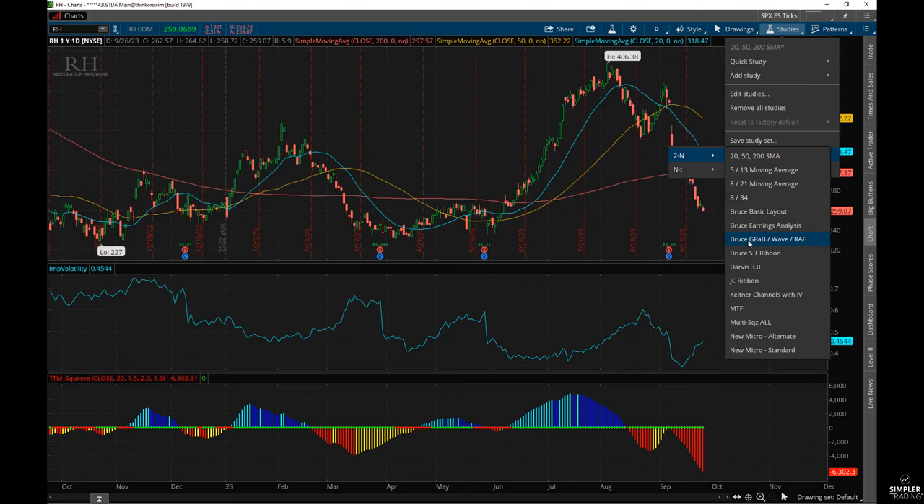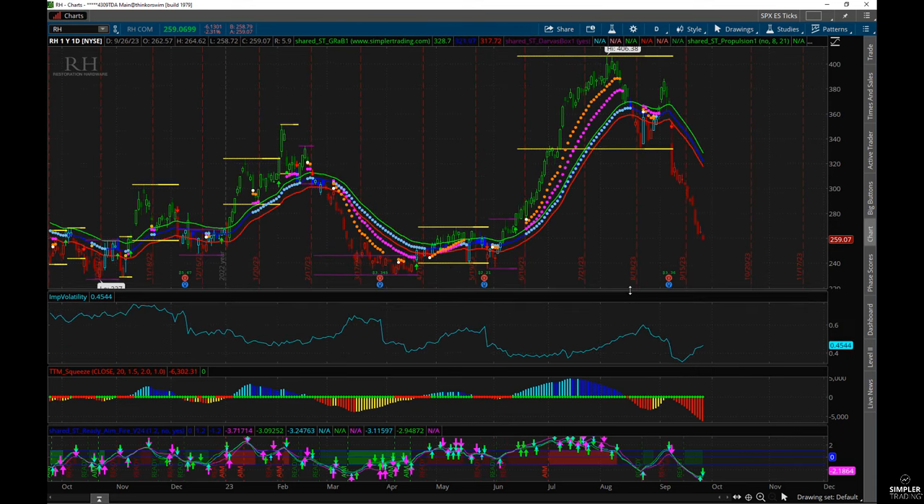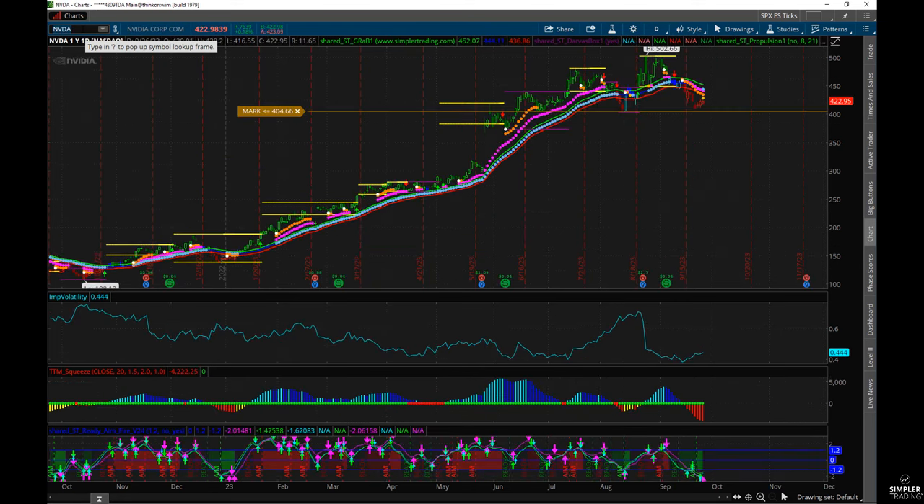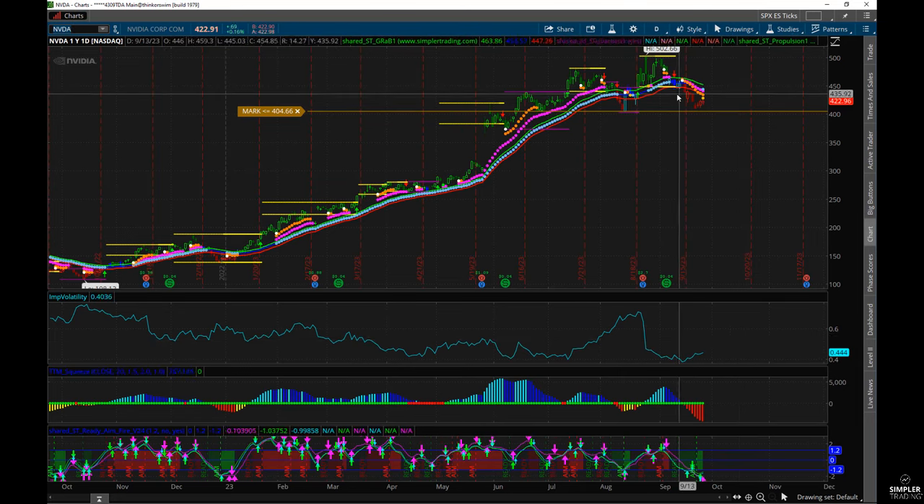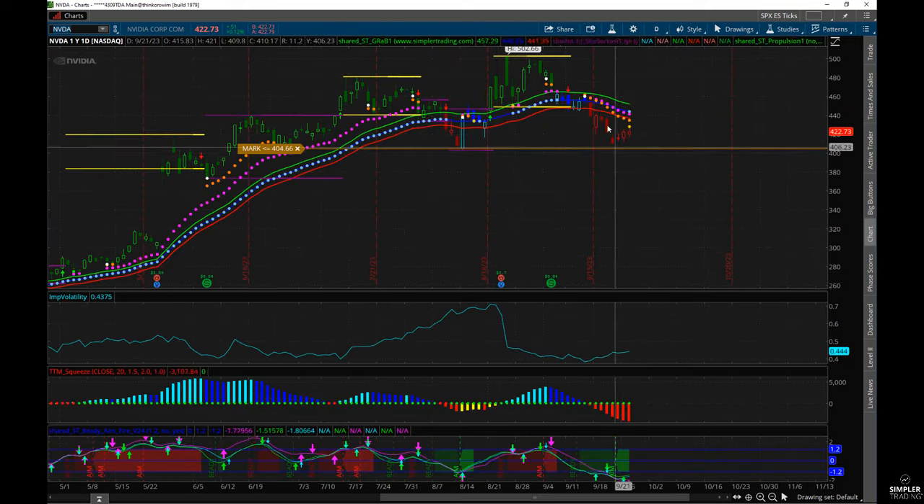But I want to jump over here to our grab candles and wave, because I use this probably more than any of the other ones for my personal stuff, because this fits the time frames that I use more than anything else. And let's just put NVIDIA up there. These moving averages are based on 34 EMAs right here, right?